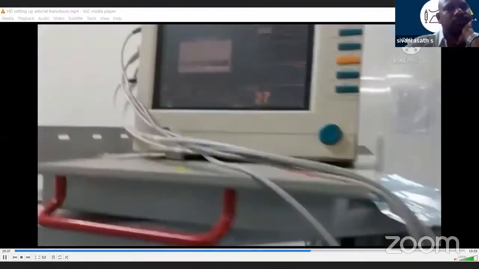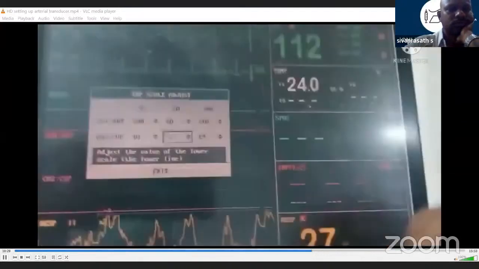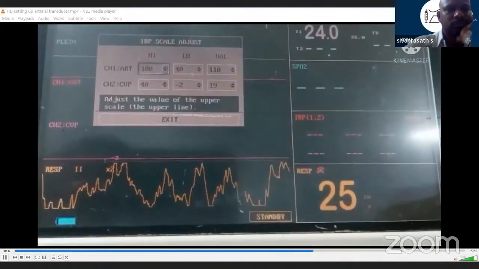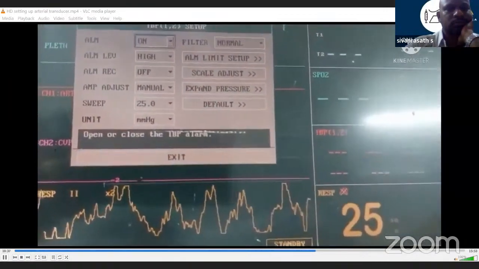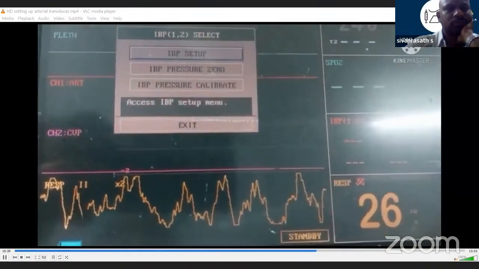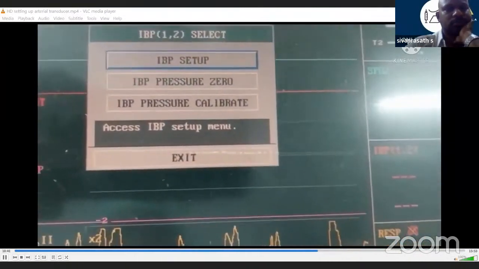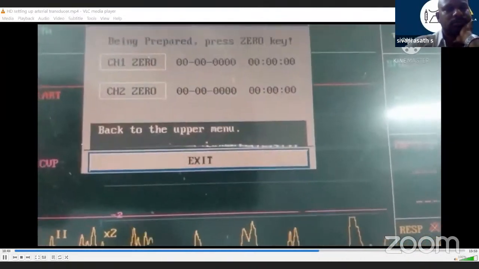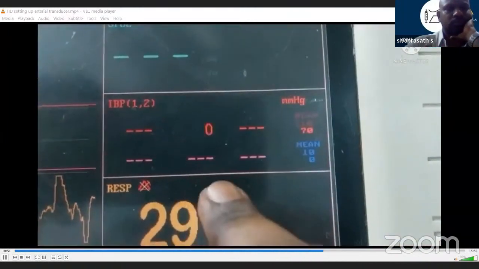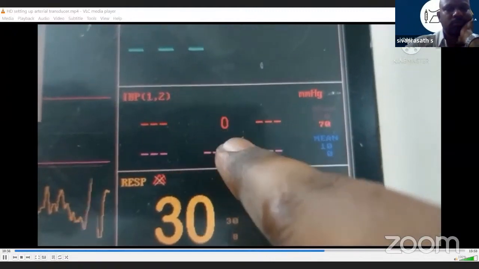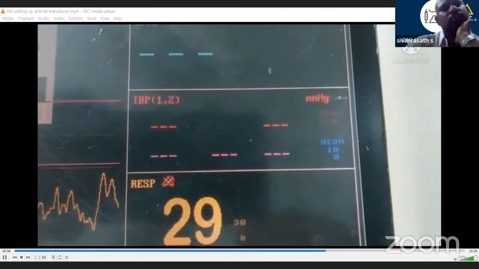And now go to the monitor. In the monitor, there will be a way to zero the transducer. IBP pressure zero, channel 1 zero. Press it for some time and it will show channel 1 successfully zeroed. You can see that this monitor has now recorded the atmospheric pressure as 0 and it is ready to measure the patient's pressure, which is above the atmospheric.